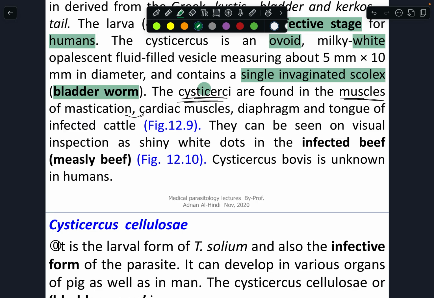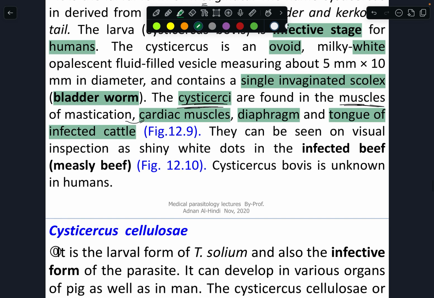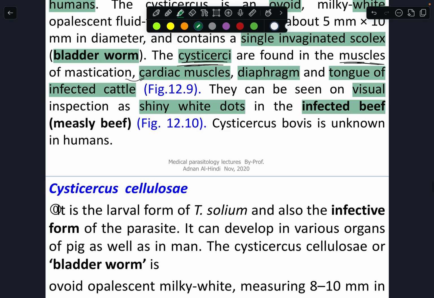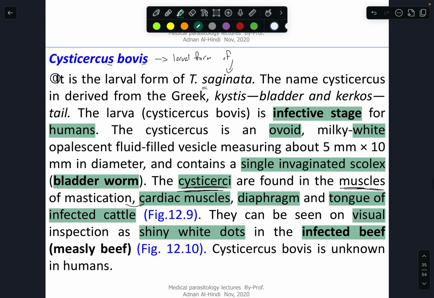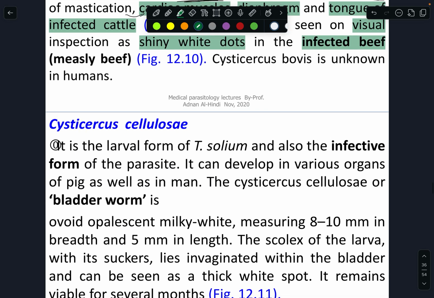So this cysticerci is found in the cardiac muscles, diaphragm, tongue of infected cattle, mainly found in muscles. They can be seen on visual inspection as shiny white dots, and the affected beef is called measly beef. Cysticercus bovis is unknown in humans. So the larval form of the Taenia saginata is unknown in humans.